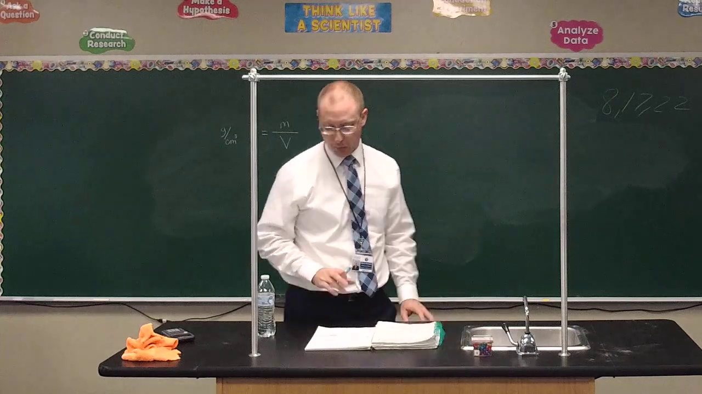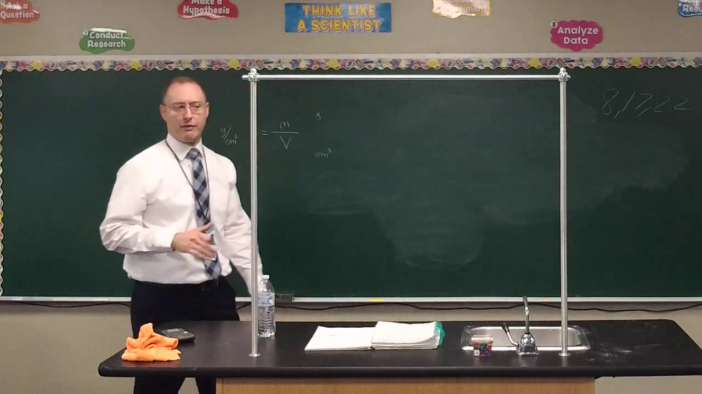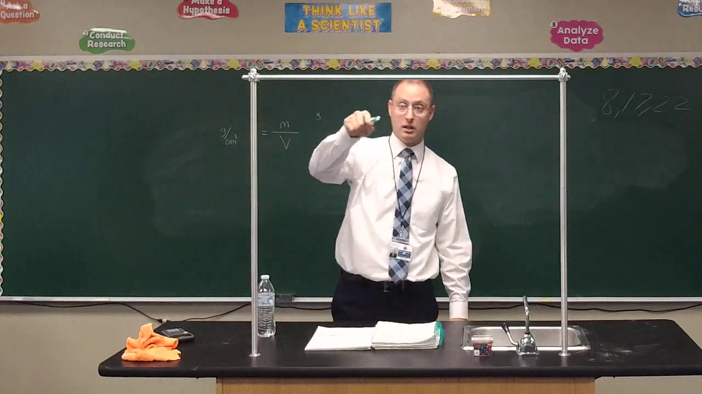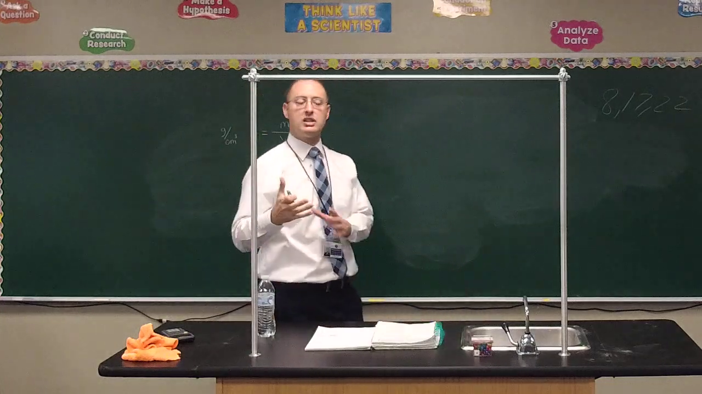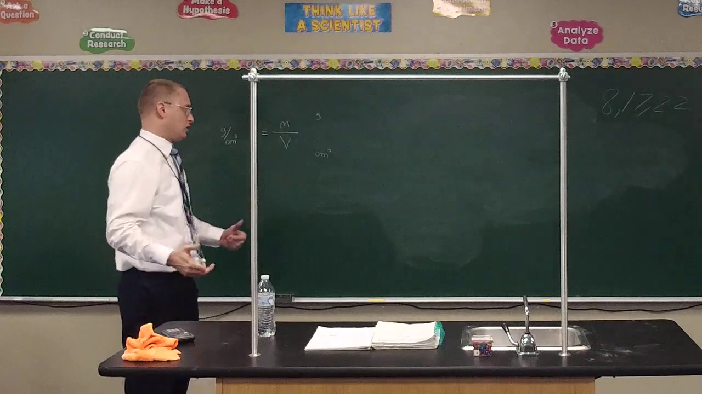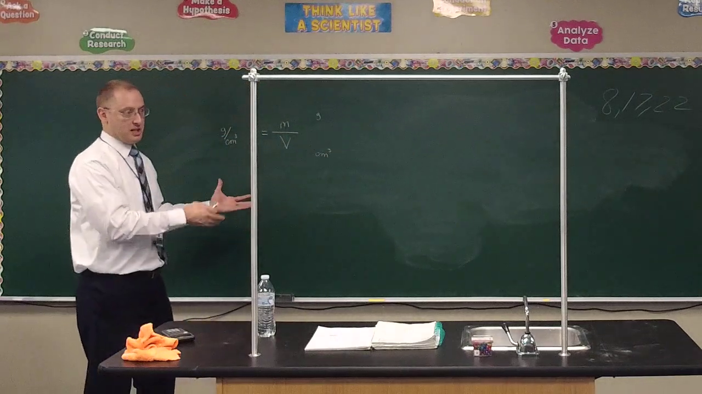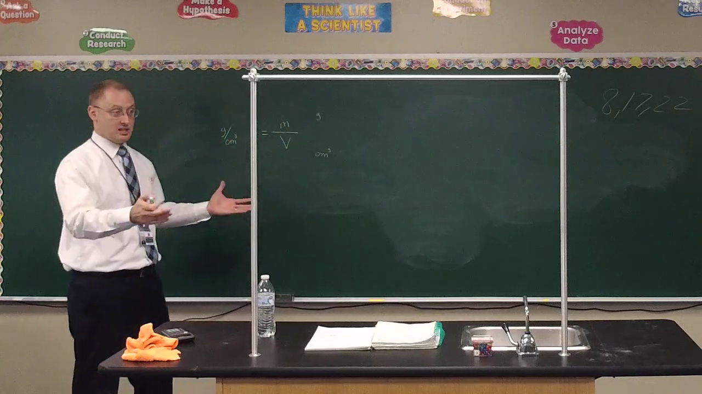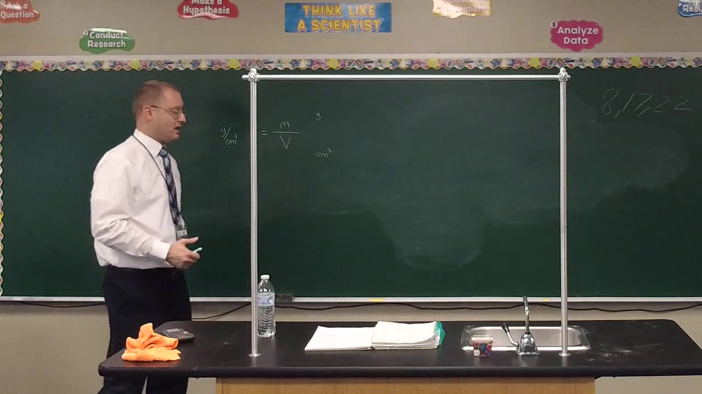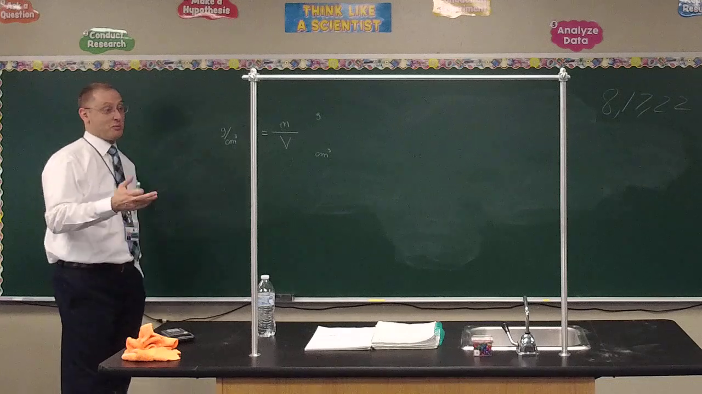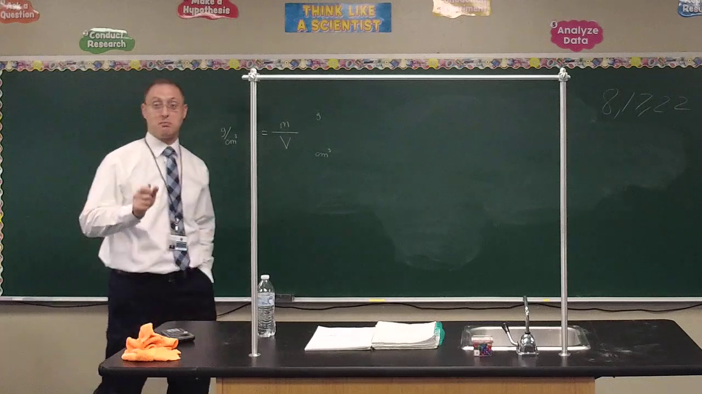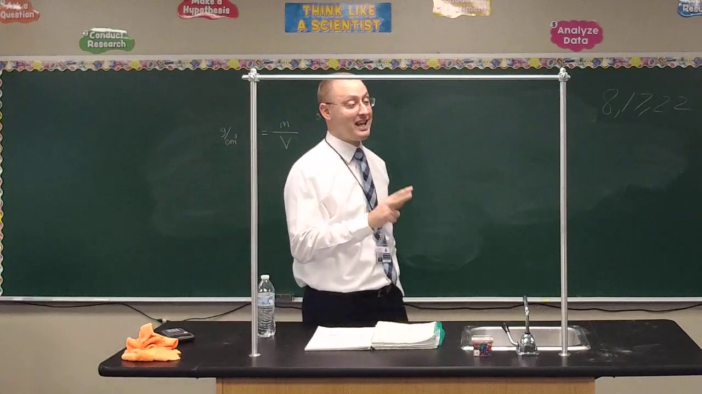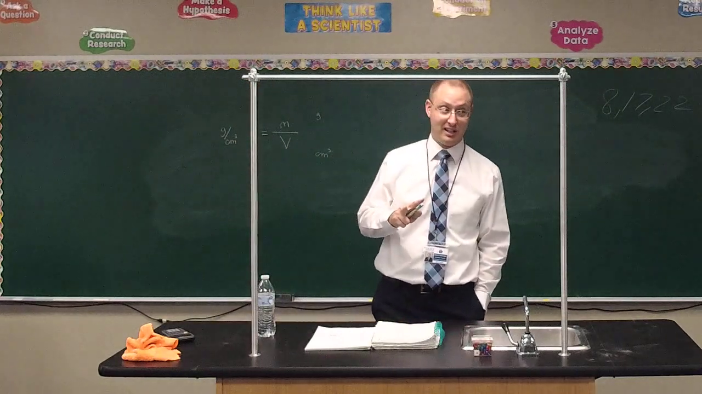Another thing that we used in the homework last night was this idea of specific gravity. Anyone remember the other term for specific gravity? Relative density. The density of something compared to some standard. So we take the density of, say, Michael, and compare him to the standard, which would be water. If he's more dense than water, he sinks. If he's less dense than water, he floats.